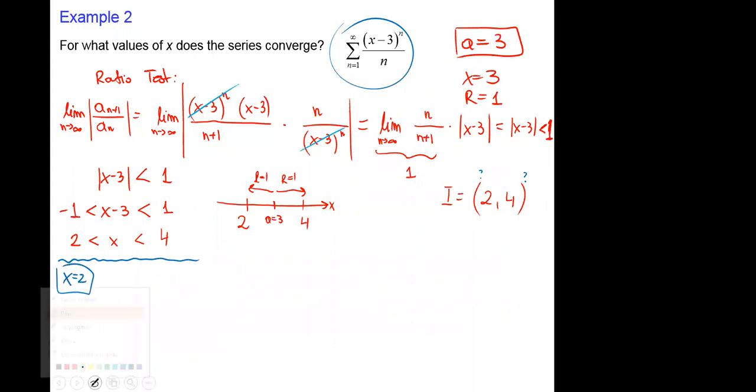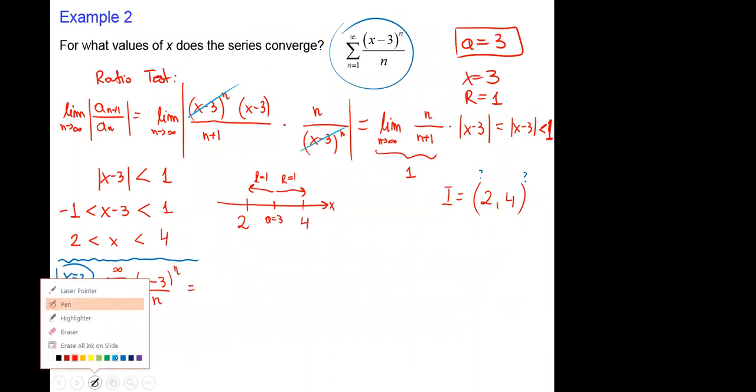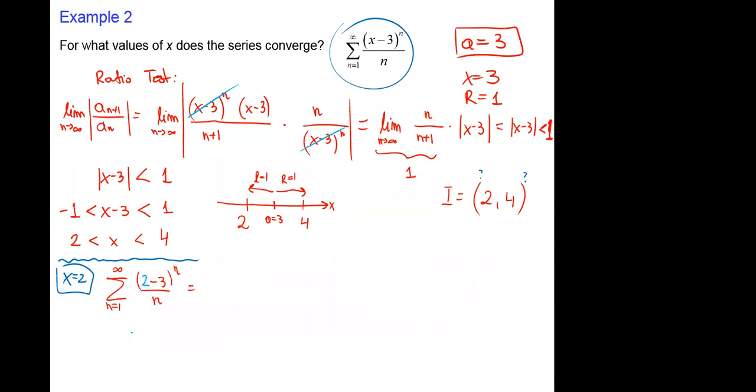Let's see what happens. My formula is defined, let me use nice colors for the first time, because later we will speed up. 2. And what I'm getting, 2 minus 3 is -1, to the n over n. Do you remember this beautiful infinite series? It's the alternating harmonic series, really good. And it is of course convergent.